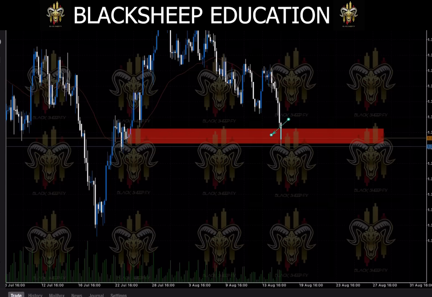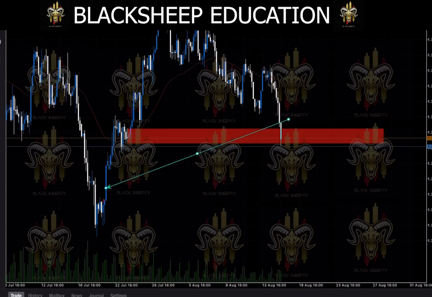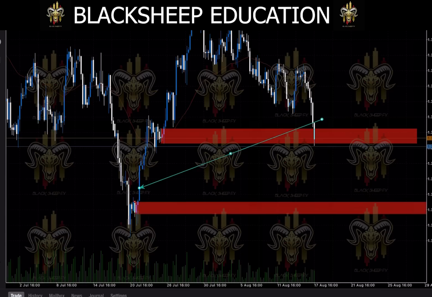So let's say next zone. Where is the next zone after this zone? If you want to look for a buy, it's over here, down here. So get it?